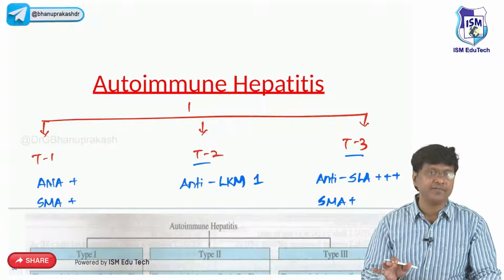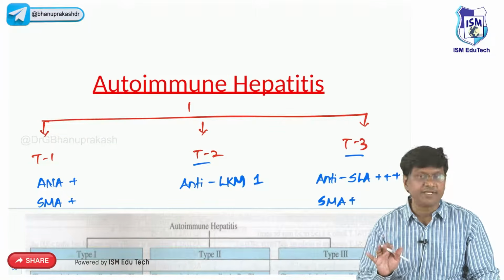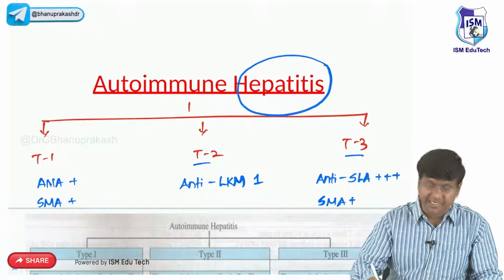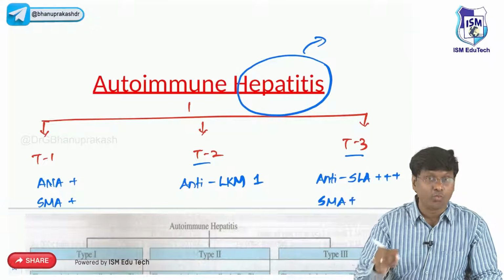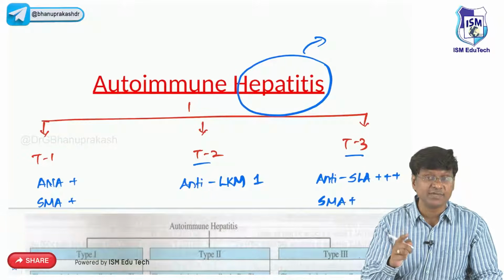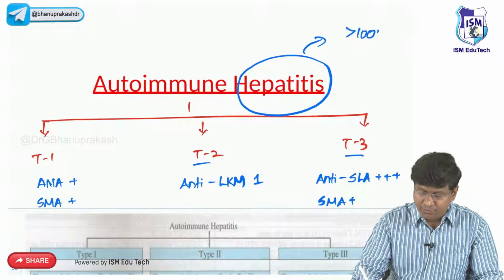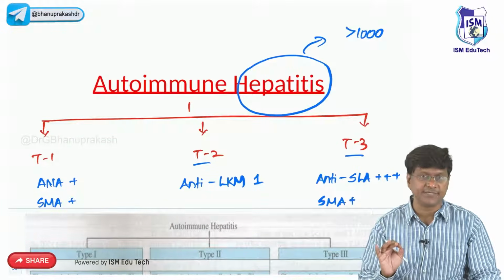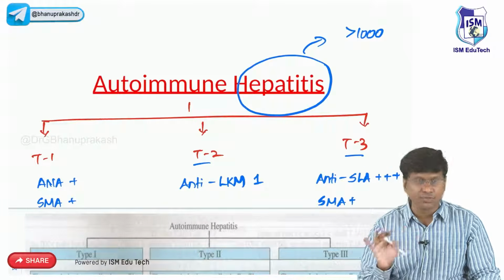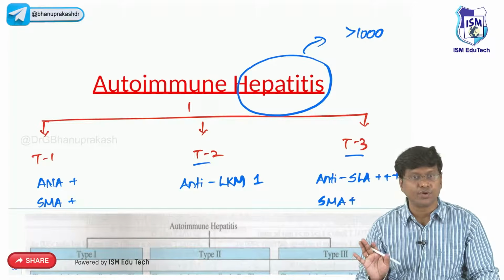Next, after having discussed these three types of autoimmune hepatitis, let me take up the other laboratory findings. When you are using the word hepatitis, the important parameter is the enzymes, that is the serum aminotransferases, AST and ALT, which will be elevated to more than 1000 units per liter, and even the total bilirubin levels will be elevated. So this is about your autoimmune hepatitis.